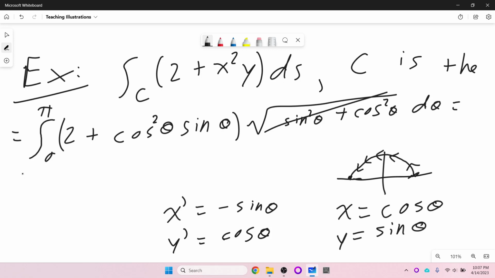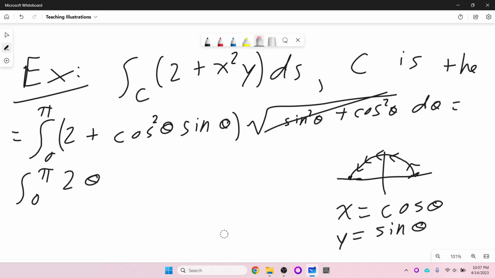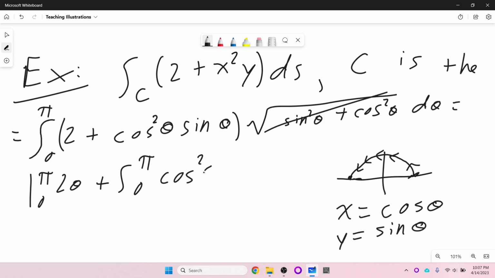So that will give us, no, let me do this right. Let's back this up. All right. The integral from 0 to pi of 2 theta plus the integral from 0 to pi of cosine squared theta sine theta d theta.